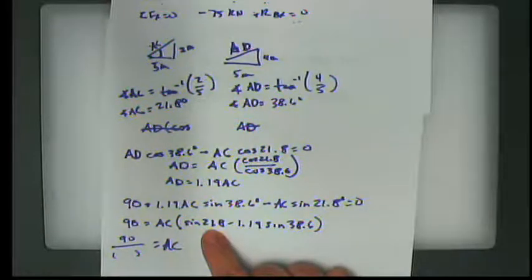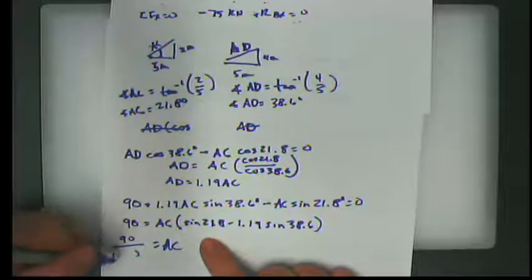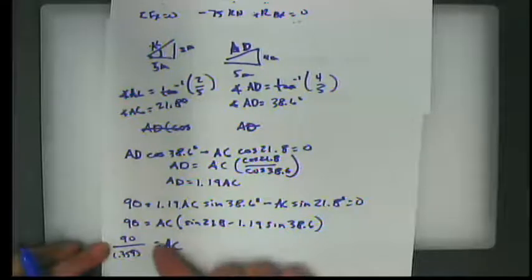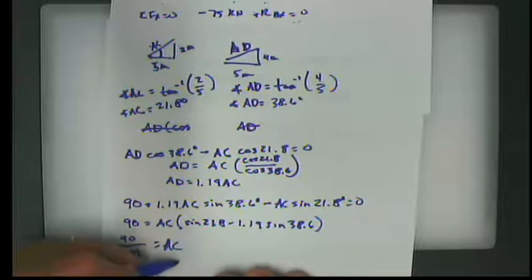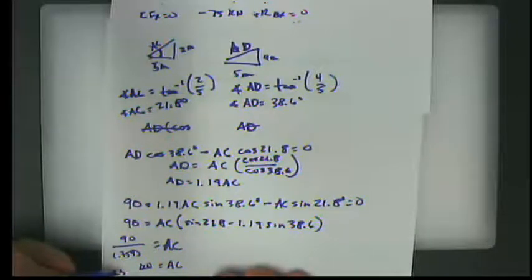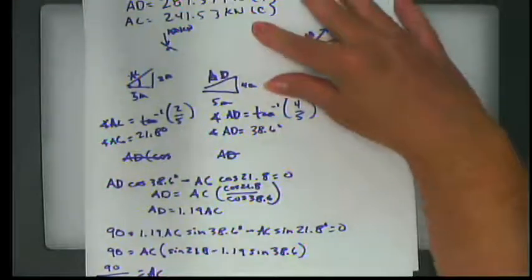Oh yeah, Jess, you're usually my go-to guy on that, but that's okay. Say it again. 0.359? Positive? Yeah. Okay. And so if you take 90 and divide it by 0.359, what do you get? 250? And that's very close, isn't it? And it's in compression. So that is correct.